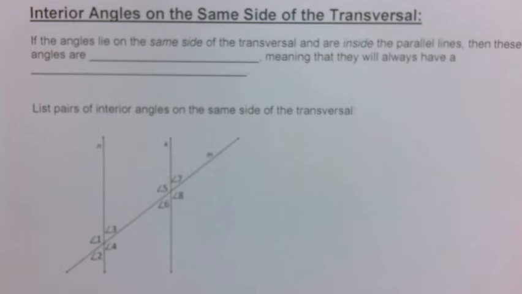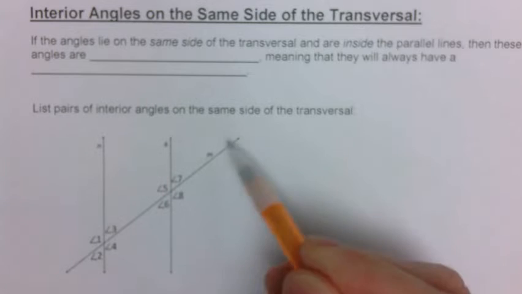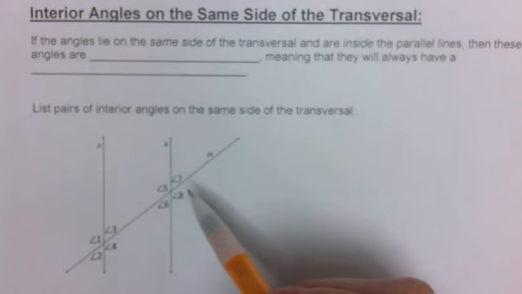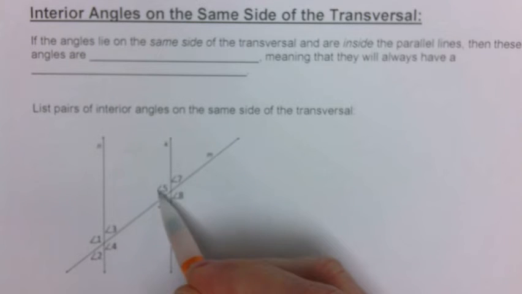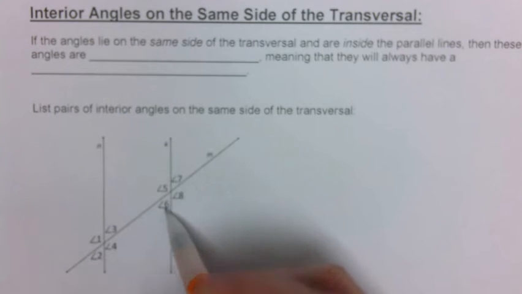Next, we're going to talk about interior angles that are on the same side of the transversal, and then exterior angles that are on the same side of the transversal. So let's focus first on the interior angles that are on the same side of the transversal. Here's line N and line K, the two parallel lines. M is the transversal. If I look at interior angles that are on the same side of the transversal, I would have angle 3 and angle 5. I would also have angle 4 and angle 6.